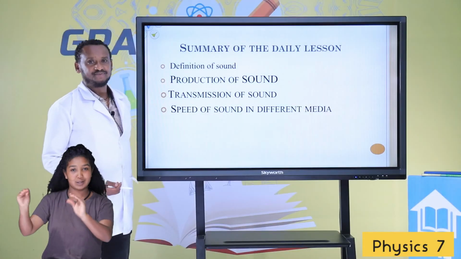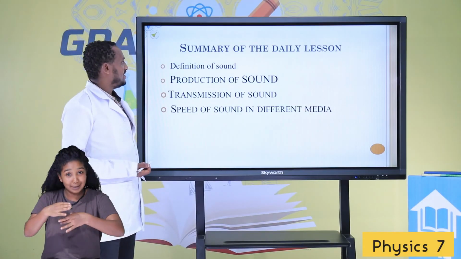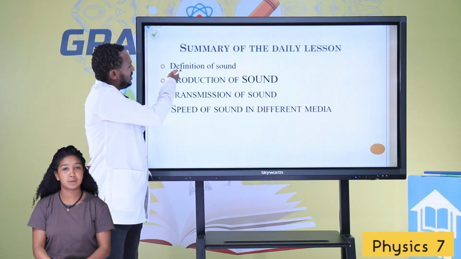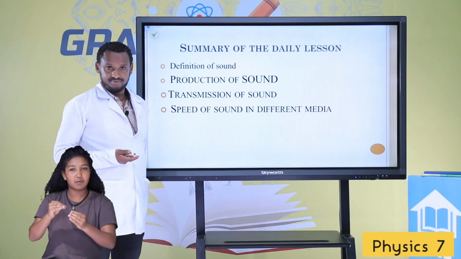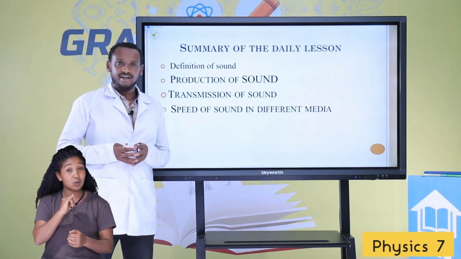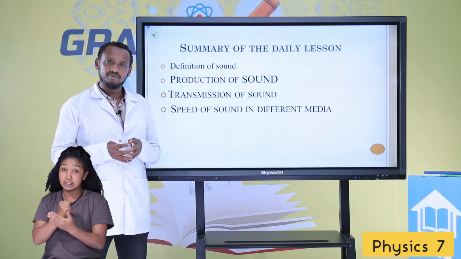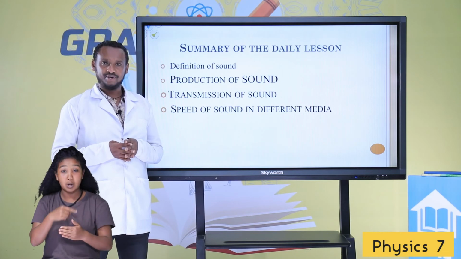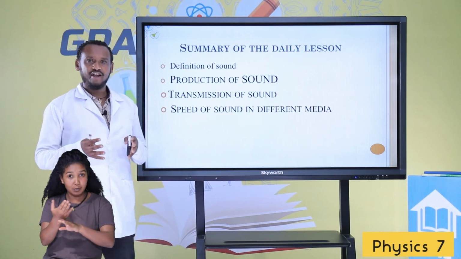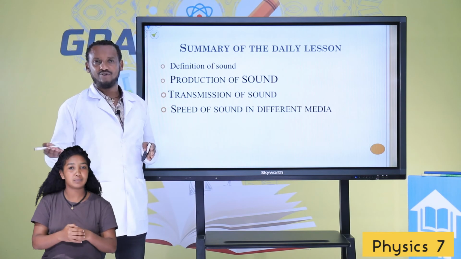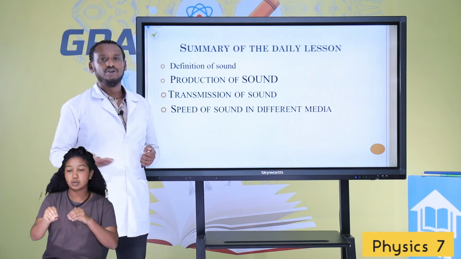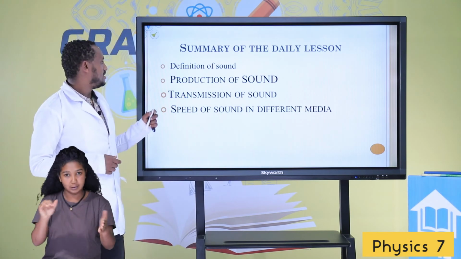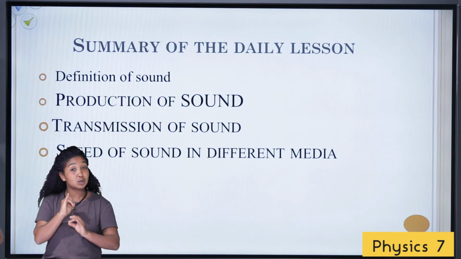Okay, students. Now let us summarize the daily lesson. The first one is the definition of sound. Sound is a form of energy. It is generated by the vibration of an object. When you say vibration, as I told you before, vibration is the to and fro motion of an object. So this is the definition of sound.